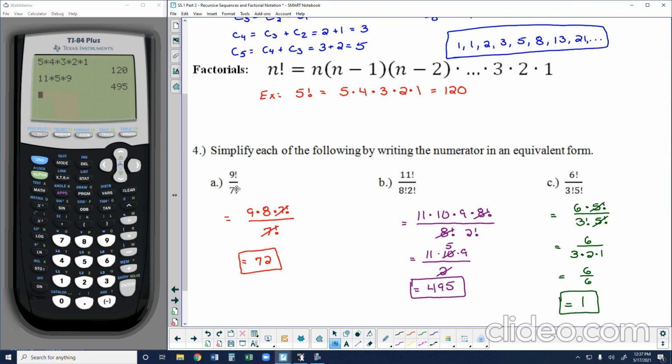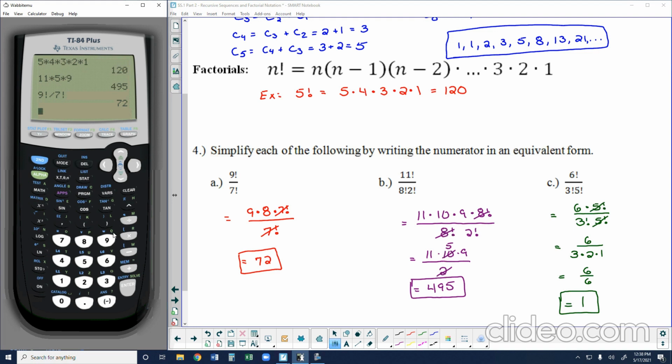So if I go to my calculator, let's take a look at A, and I do 9, and I hit the math key, and go over to probability. The 4th option down is the factorial button. So 9 factorial divided by 7 factorial gives me my answer, 72.